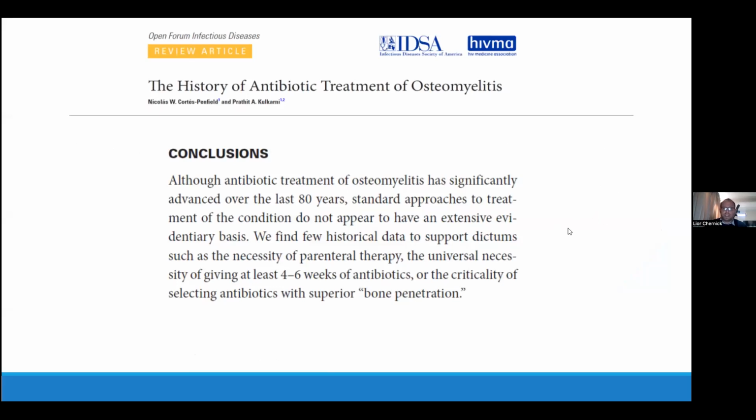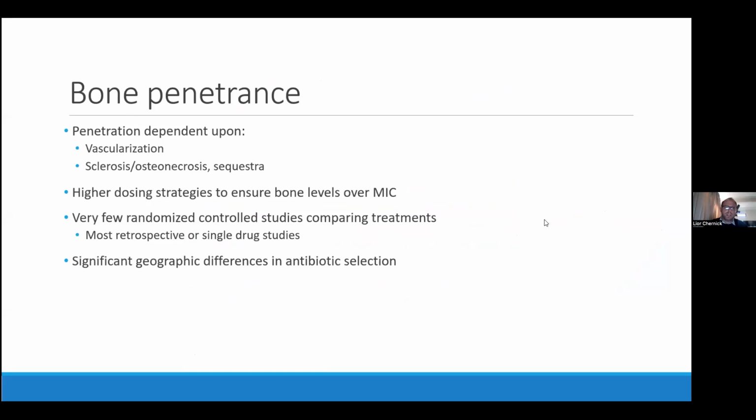But interestingly, it concludes, as I've mentioned, that although antibiotic treatment has significantly advanced over the last 8 years, the standard approaches to treatment of the condition don't appear to have an extensive evidentiary basis. There's few historical data to support dictums such as the necessity of parenteral therapy, the universal necessity of 4 to 6 weeks duration, or the criticality of selecting antibiotics with so-called superior bone penetration. So we'll talk about bone penetration briefly.